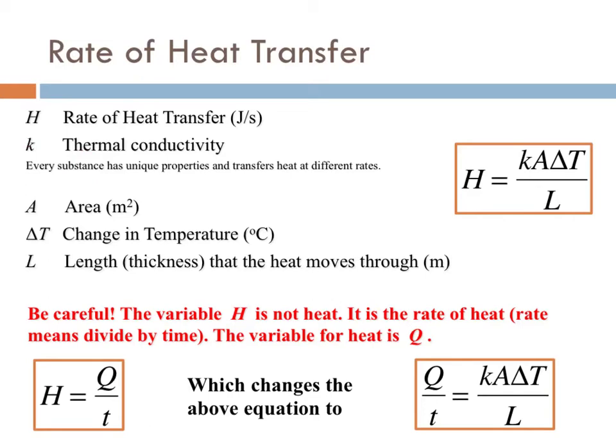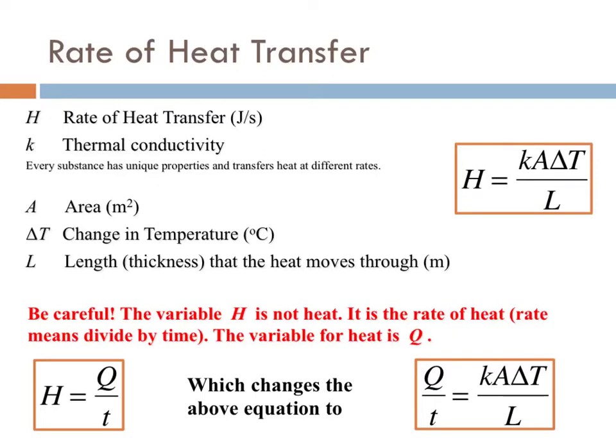These equations show you the rate of heat transfer. Capital H is going to represent rate of heat transfer in joules per second. K is thermal conductivity. Now, every substance has unique properties and transfers heat at different rates. We know that metals transfer heat at higher rates, and things like wood do not transfer heat very well. A will still be area in meters squared. Delta T is our change in temperature. Again, in this case, it can be left in Celsius. And L is length, thickness, that the heat moves through in meters.